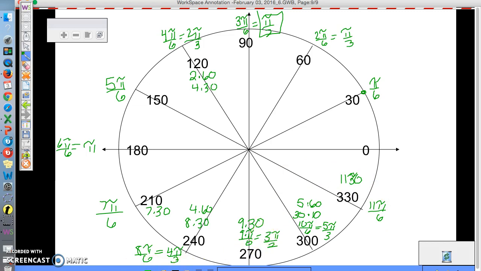You guys will notice that these main ones are ones you'll be really familiar with as well. And it makes total sense because over here is 2 pi. So we have pi, pi over 2, and 3 pi over 2.